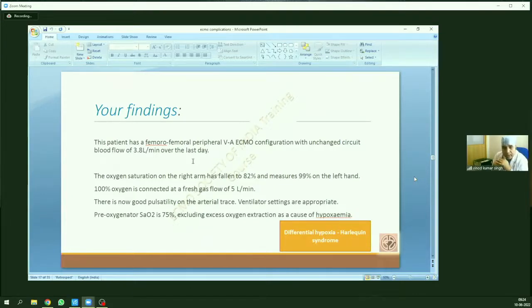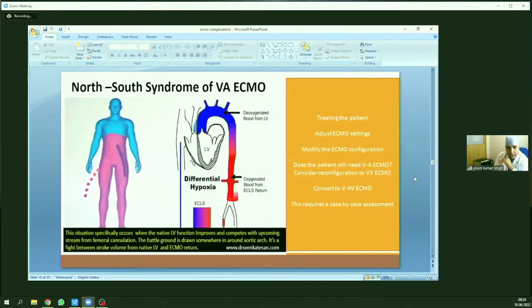If not treated, the patient will have cerebral damage and coronary damage. You can see how it is possible. If you look at here, this is how Harlequin syndrome can be described.